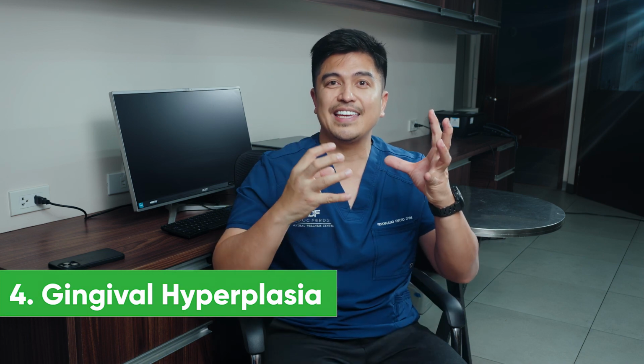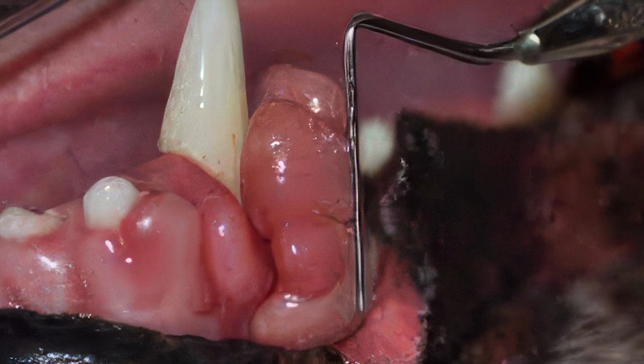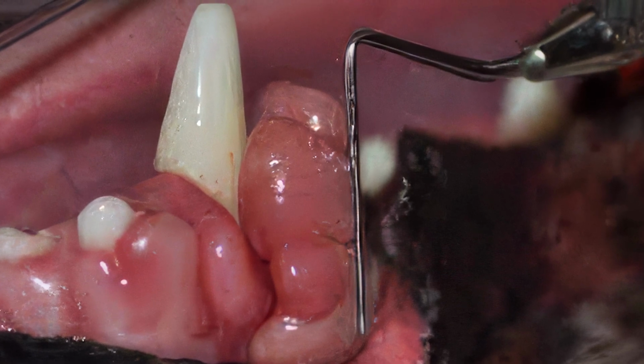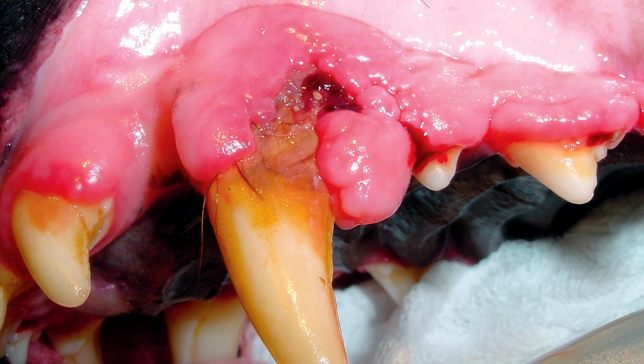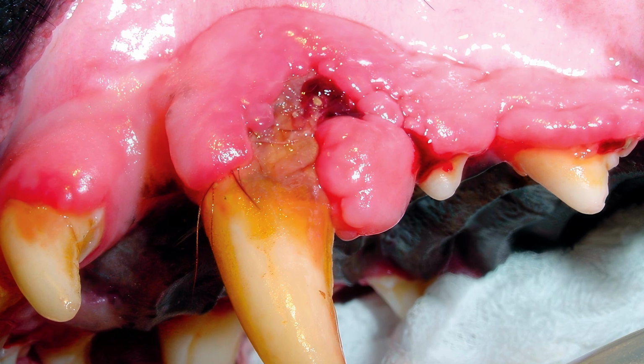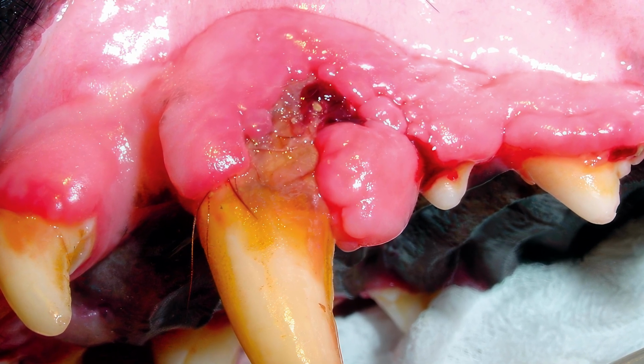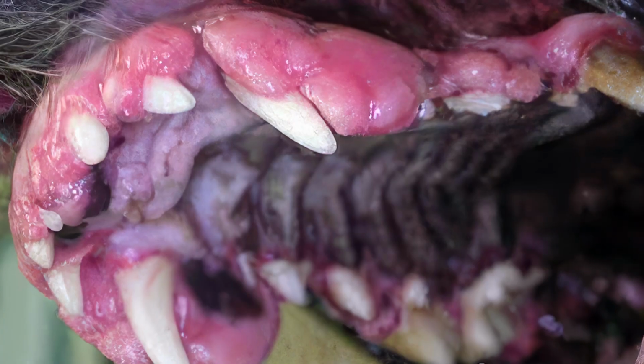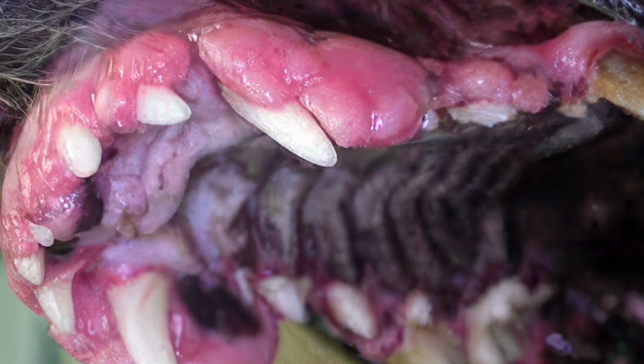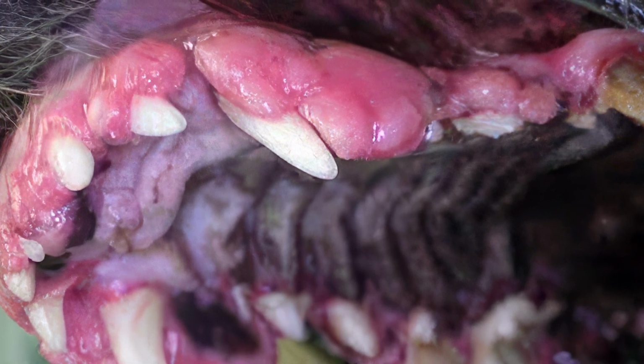Number 4 is gingival hyperplasia. Nagiging magilagid ang iyong alaga. This condition is very common in boxers. Basically, it is where you have an abnormal gum overgrowth and it will look like tons of reddish masses in the mouth. However, the catch is gingival hyperplasia can look very similar to a cancerous mass. If you ever see any abnormal discoloration or growths in your pup's mouth, make sure to let your veterinarian know.